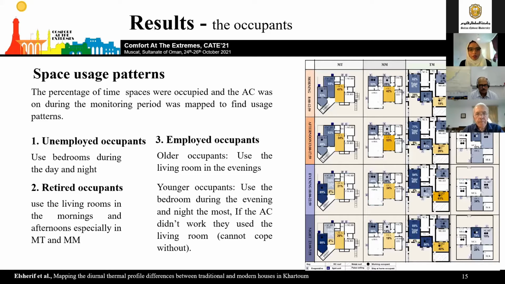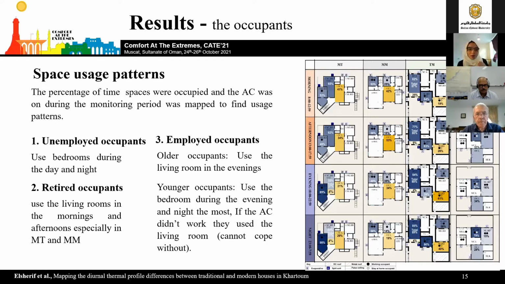So when I looked at how users are using the space, I used the data that I collected to predict what were the chances of a space being occupied during the morning, afternoon, evening, or night. And I noticed that unemployed occupants use the bedroom at day and night. Retired occupants preferred the living rooms, especially in the mornings and the afternoons. They retired early to their bedrooms in the evening and nights.